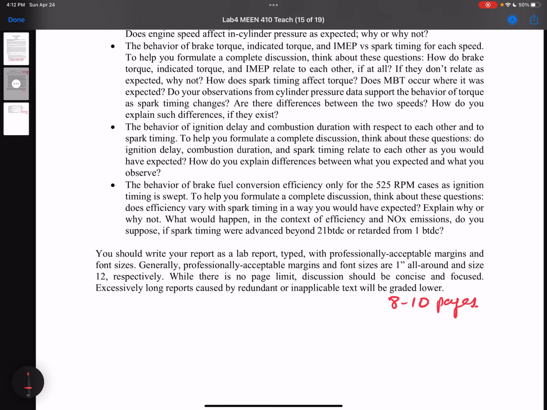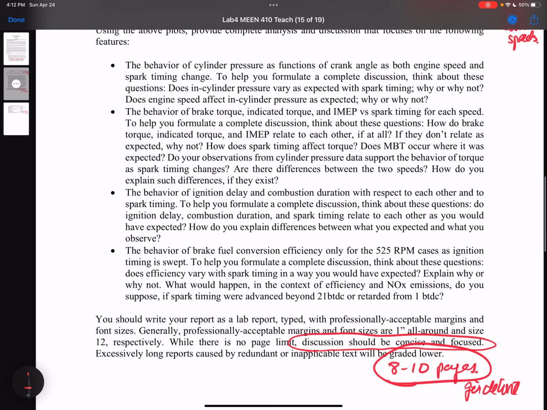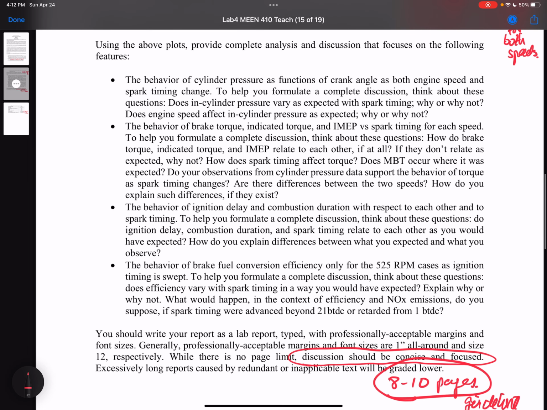Okay, so this is a guideline, right? It's just a guideline. Ultimately, what you really want to follow through on is to make sure that the discussion is concise and focused, okay? And if you're able to do that, then you should be hitting all of the metrics for a successful grade submission.